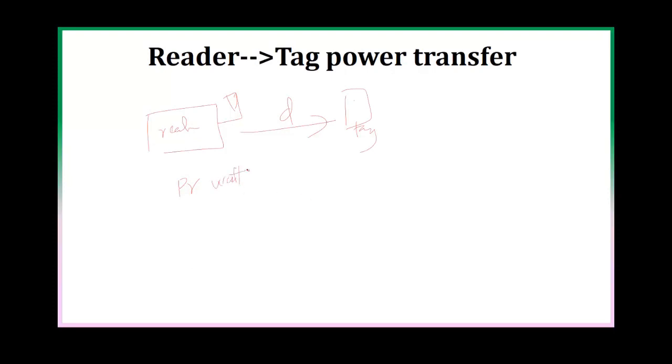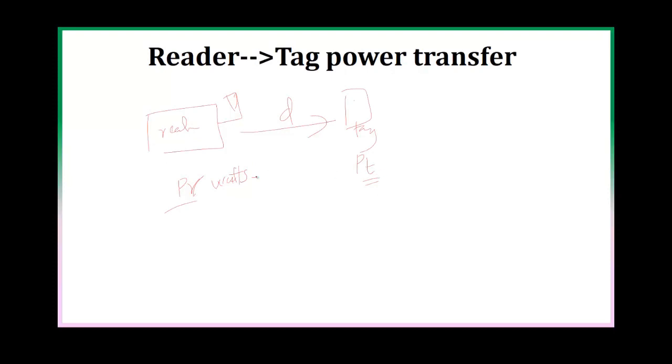Okay, so if it is PR watts, then how much power PT does the tag receive at a separation distance of D? Here PR is the reader's transmit power. I have wrongly put that scenario. In general we refer to a transmitter and receiver, but here it is a reader and a tag.